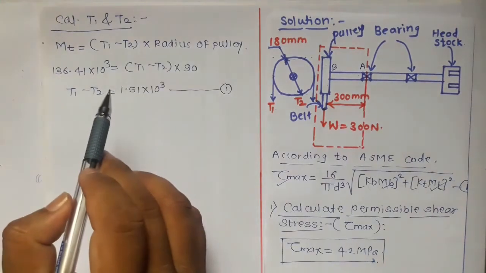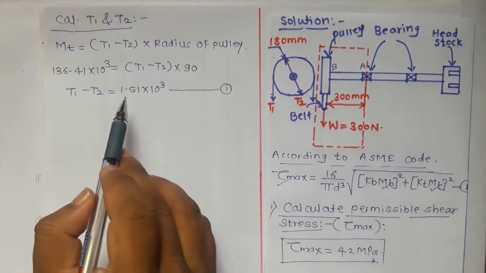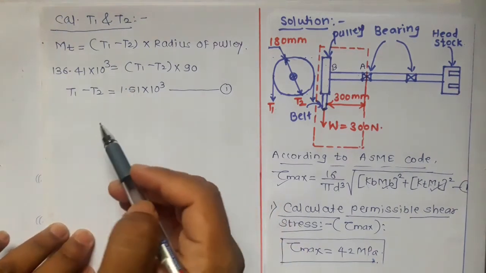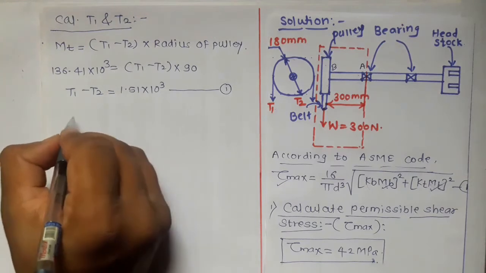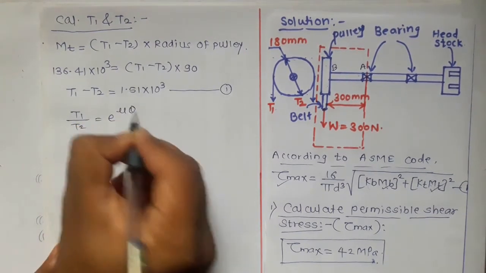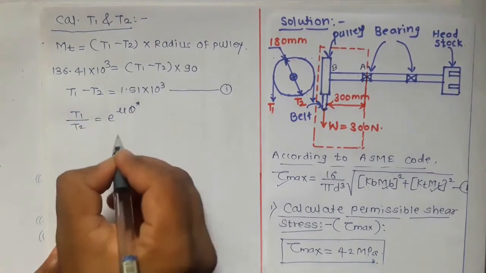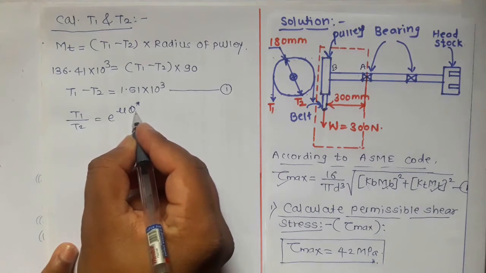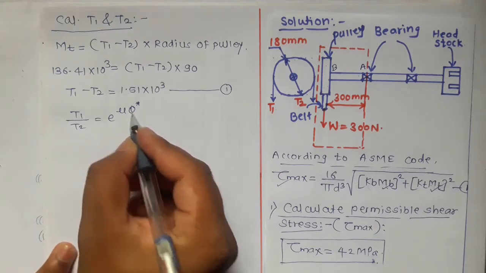So the first equation that we have is T1 minus T2 is equal to 1.51 into 10 raised to 3. This is the first equation to get T1 and T2. Now the second equation that we require is T1 upon T2 is equal to e raised to mu theta. Here theta is theta star, that indicates the angle of lap or angle of contact, which is related to pulley and belt.